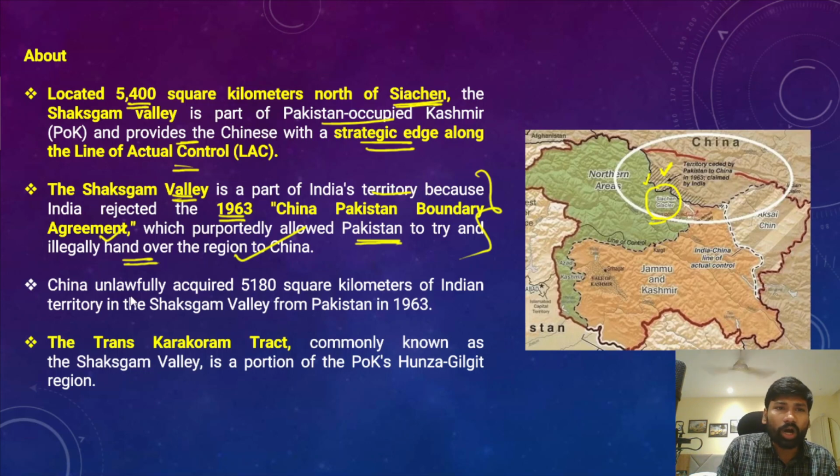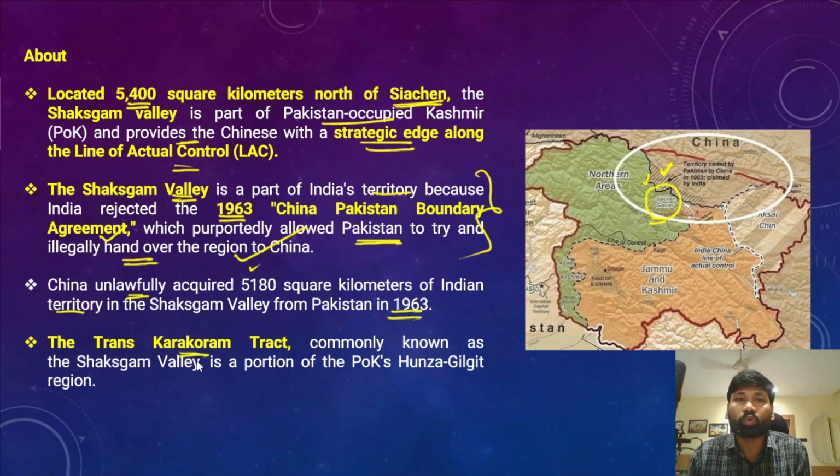However, China unlawfully acquired this Shaksgam Valley. That is 5,180 square kilometers of Indian territory from Pakistan in 1963. This is also known as the Trans-Karakoram Tract. So this Shaksgam Valley is also known as Trans-Karakoram Tract.